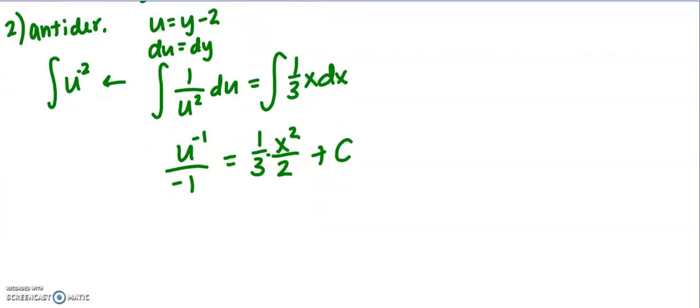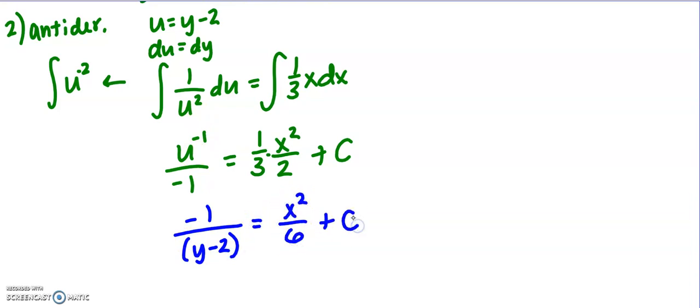So let's do a little bit of cleanup work. We've got to plug our u back in. So I'm going to have a negative 1 over, this negative 1 will push to the bottom, equals x squared over 6 plus c.